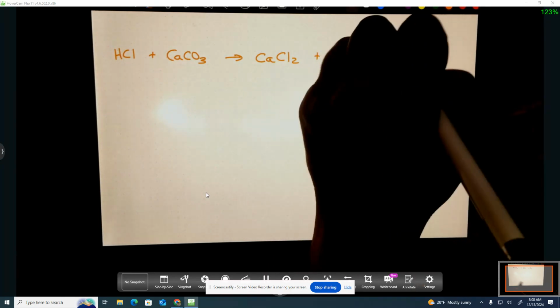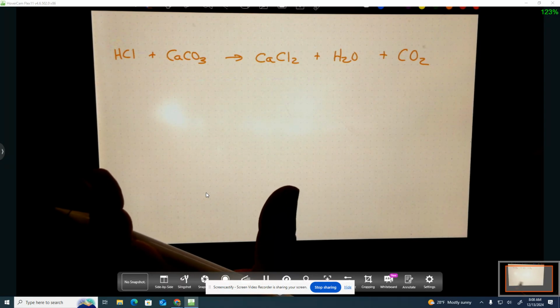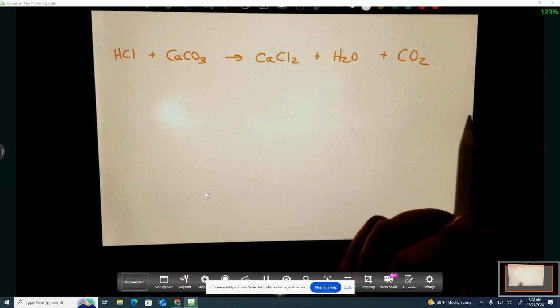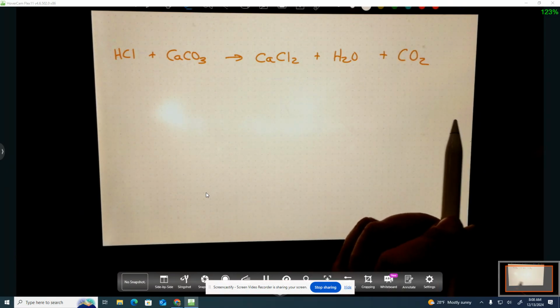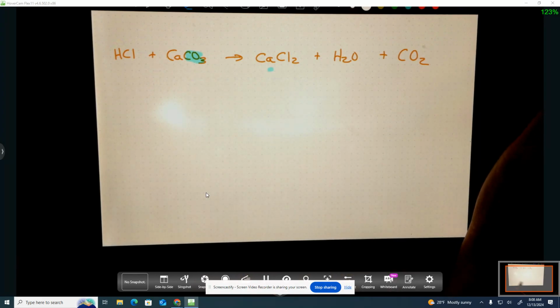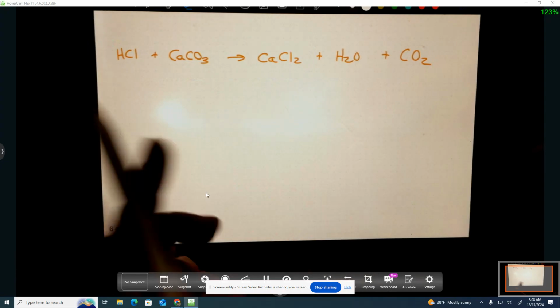Okay, look at number 17. It says HCl plus CaCO3 yields CaCl2 and H2O and CO2. Okay, do you see any polyatomics in there? The CO3, good. Does that CO3 appear anywhere on this side? So you have to break them apart into their elements. Okay, you want to do this one together and then I'll let you work on the rest by yourself?